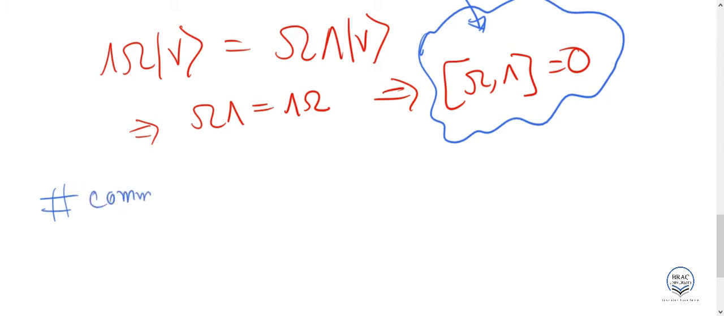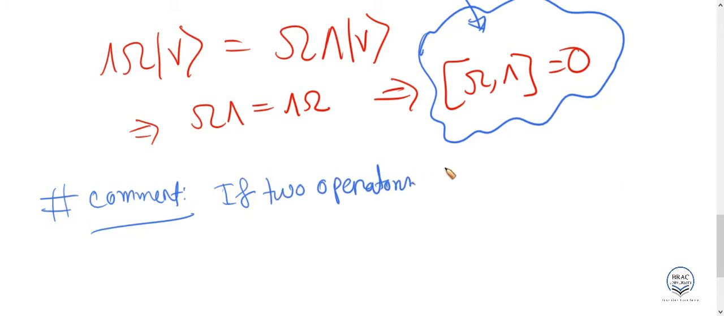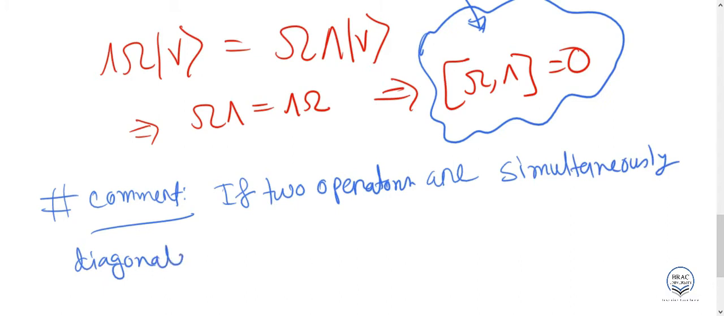So let me just comment this out. A comment or a remark, whatever you want to say. This means that if two operators are simultaneously diagonalizable, then they will commute.